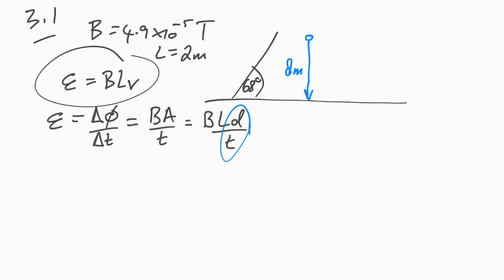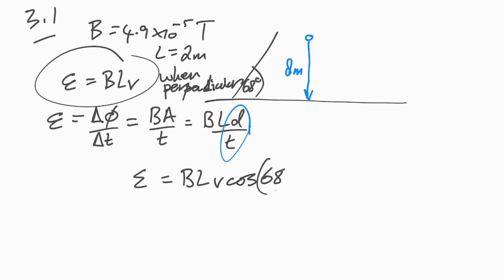But this is when they are perpendicular. That's the thing. Here's the issue: it's not falling perpendicular. It's falling at an angle. It would be BLV if the magnetic field was horizontal like that. It's not. We are turning away from the horizontal with our 68 degrees. So therefore, it's going to be BLV cos 68. There we go. So hopefully that gives us the answer.